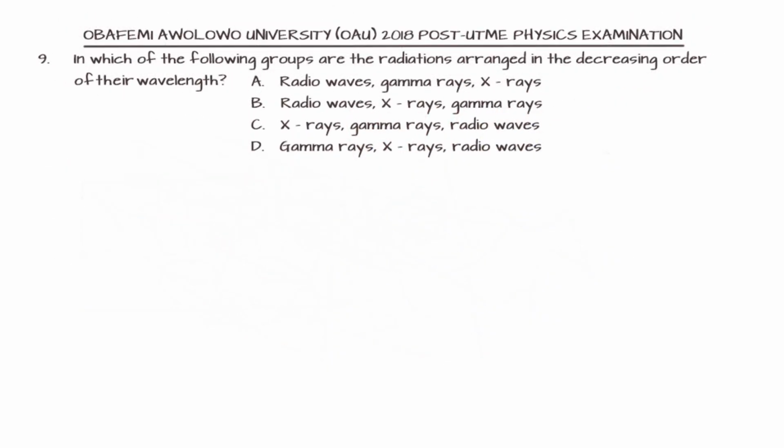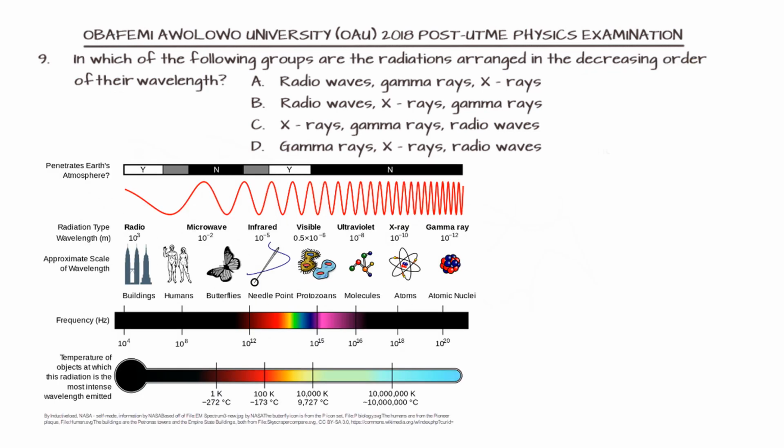In this question, we are asked in which of the following groups are the radiations arranged in decreasing order of their wavelength? I would like to bring in the diagram for the electromagnetic waves so that we can evaluate how we get the decreasing order of the wavelength of these particular waves that we are given. So here, the diagram was sourced from the internet, and the appropriate citation was given below. You can check it out. You can also download it if you want to make use of it.